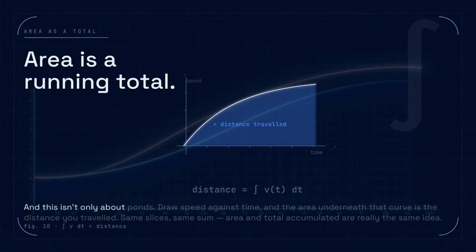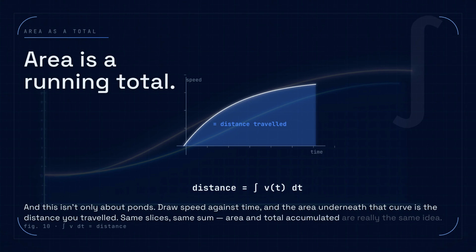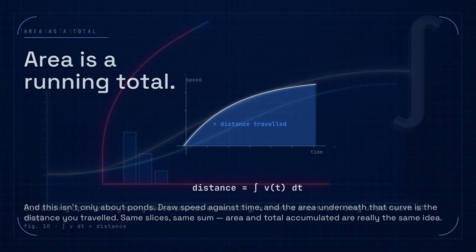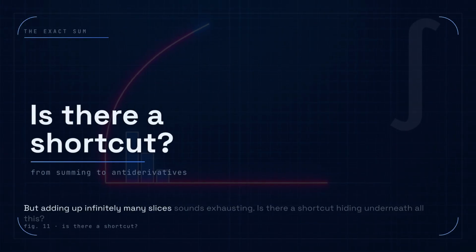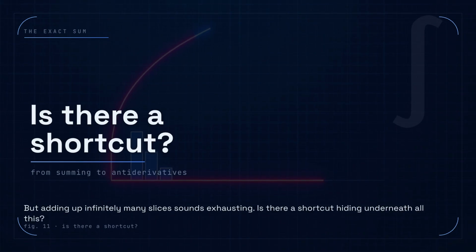And this isn't only about ponds. Draw speed against time, and the area underneath that curve is the distance you traveled. Same slices, same sum. Area and total accumulation are really the same idea. But adding up infinitely many slices sounds exhausting. Is there a shortcut hiding underneath all this?